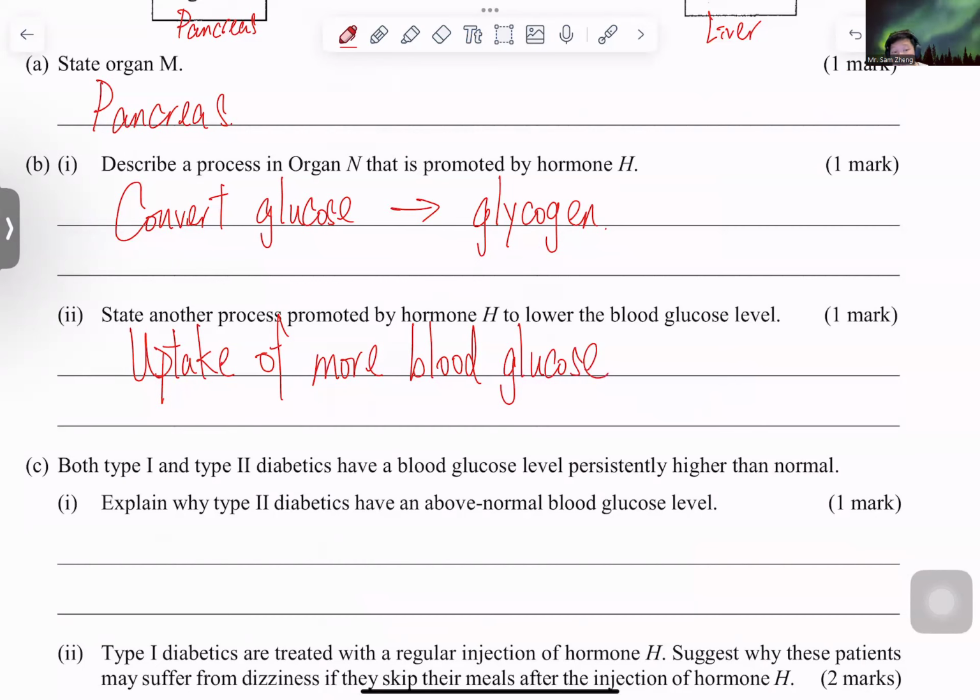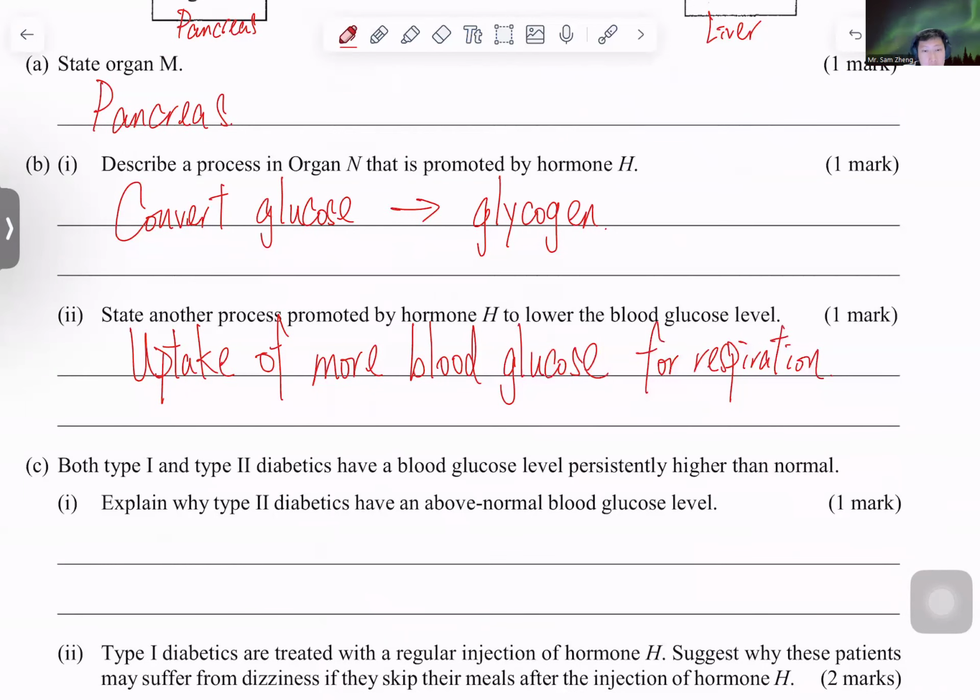Then what will be the purpose for us to uptake more blood glucose? Definitely for respiration, because we need to have more energy. So normally after we eat something, maybe a chocolate, or different kinds of high calorie food, we will increase our body temperature. This is because we have more energy.